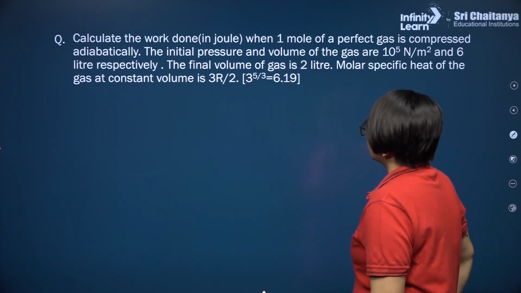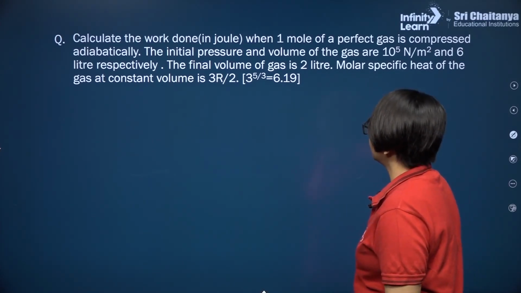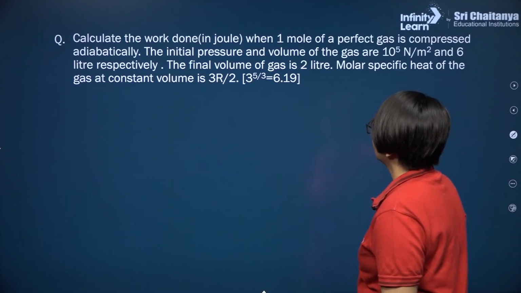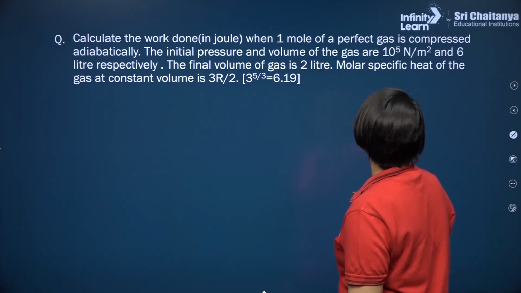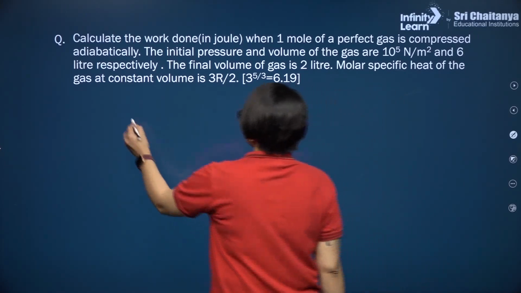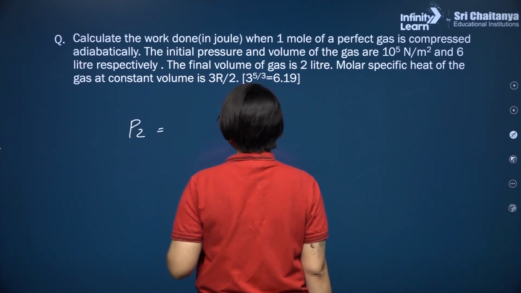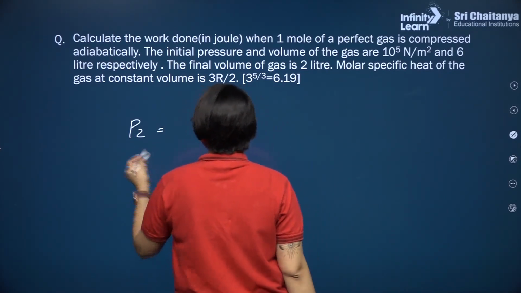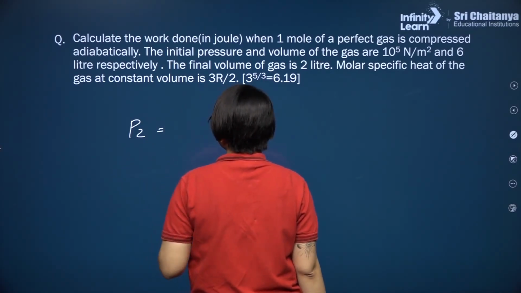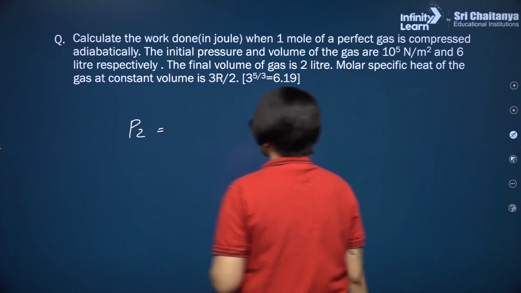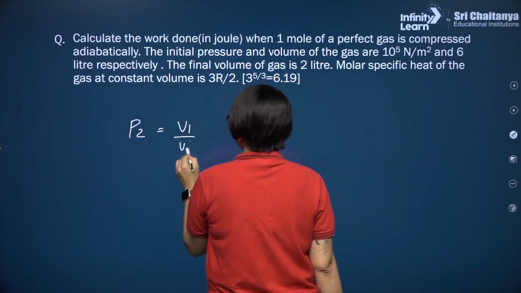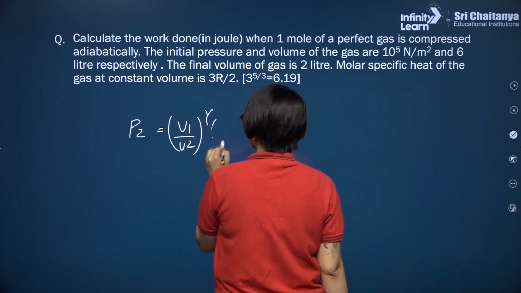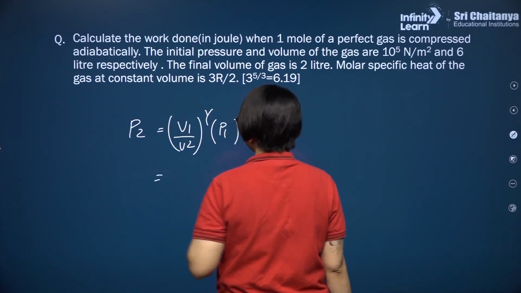Molar specific heat of the gas at constant volume is this much. Okay, so we have the initial volume, initial pressure, and final volume, but we do not have the final pressure. So P2 is equal to, basically, PV to the power gamma is equal to a constant. So P2 is (V1 upon V2) to the power gamma into P1.